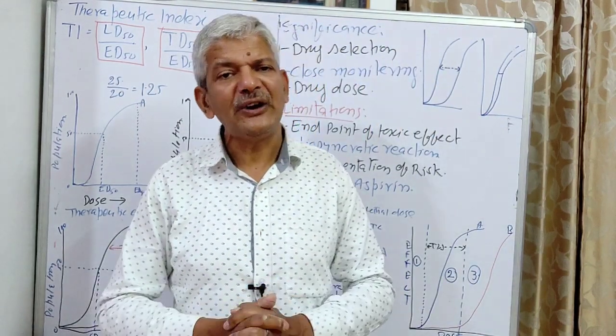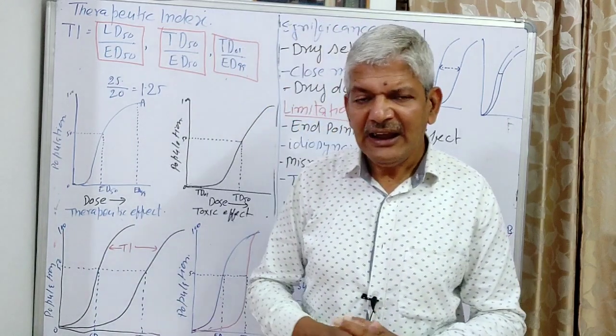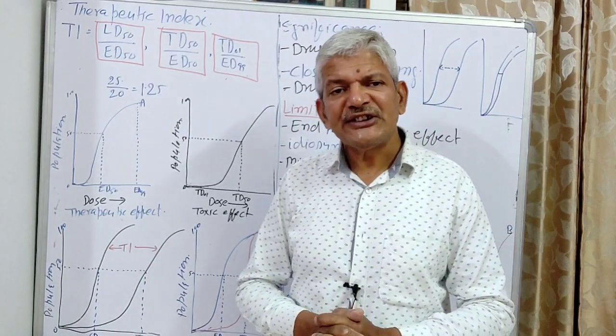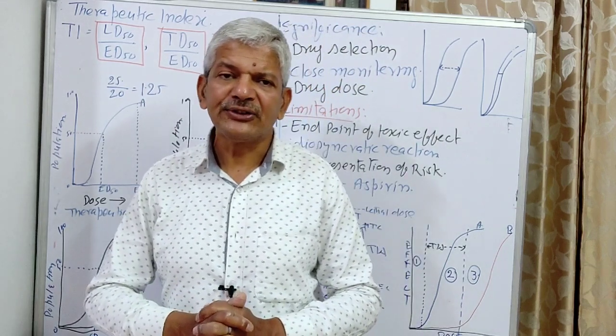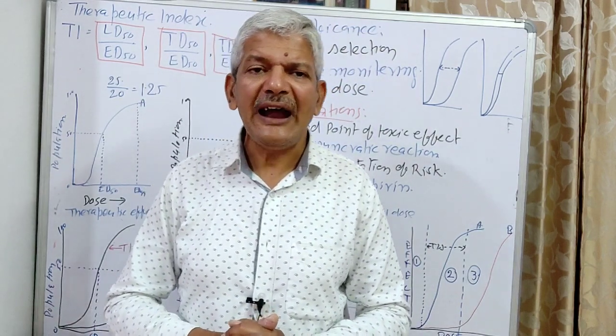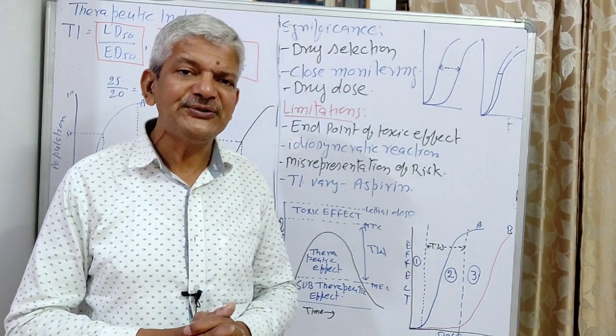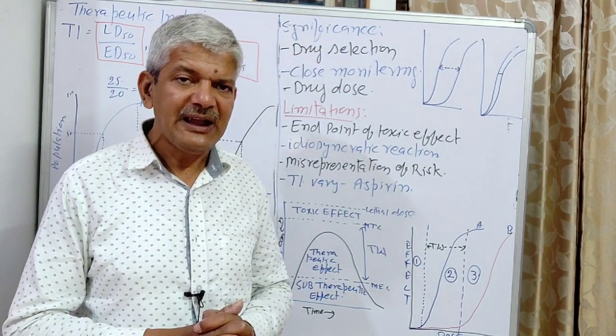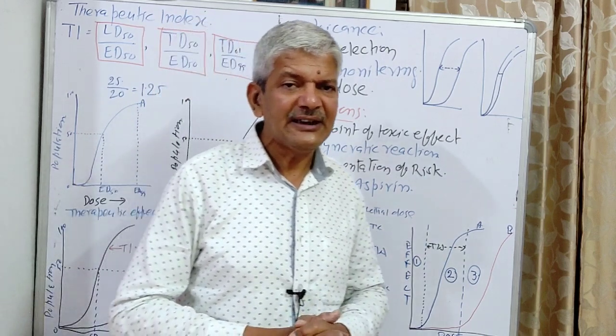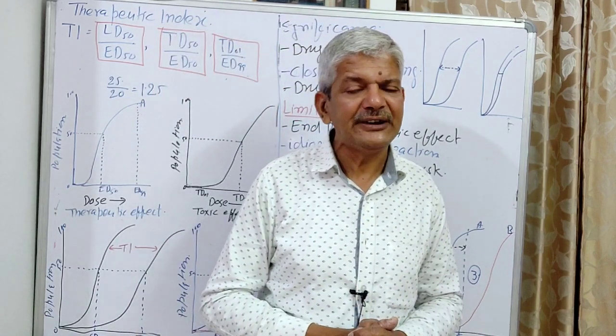Now come to the point: what is the therapeutic index? Therapeutic index is the ratio of median lethal dose and median effective dose, meaning the ratio of LD50 and ED50. The higher the therapeutic index, the higher the margin of safety.